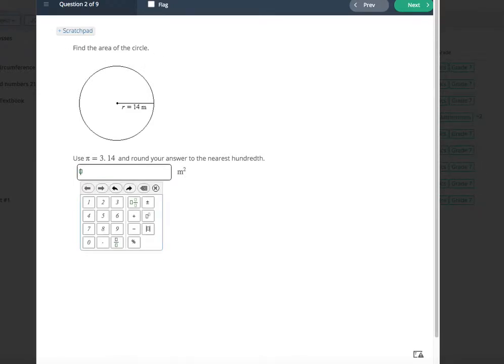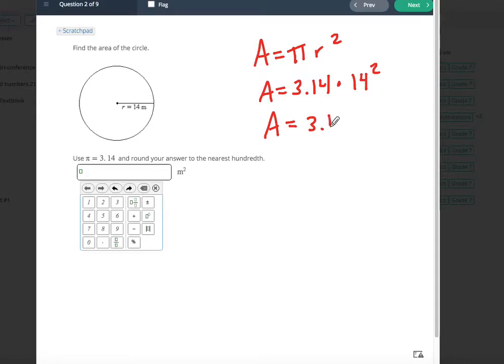Moving on, to find the area of the circle, we're going to use this formula. Area equals pi times radius squared. So let's fill in what we know. The area is equal to 3.14 times the radius squared. The radius is 14, and we have to do 14 squared. 3.14 times 14 squared is 196. So area is equal to 3.14 times 196.